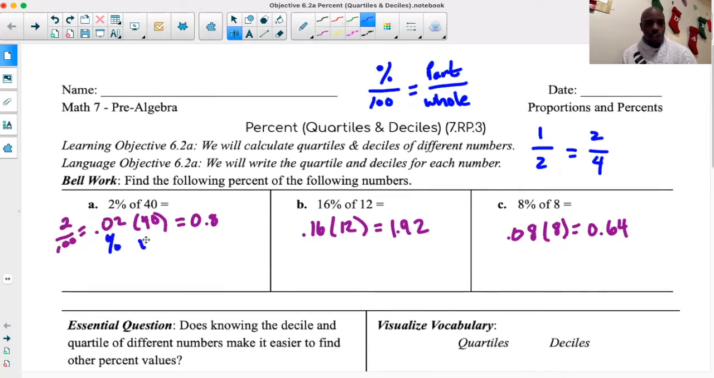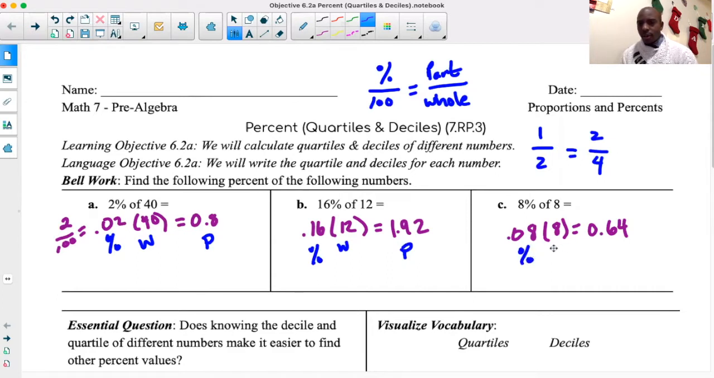This is the whole, and let's call it W, and this is the part. So the part is 0.8 of the whole, 40, which is about 2%. Okay. Every single one of these has a part, a whole, and a percent. Part, whole, percent.